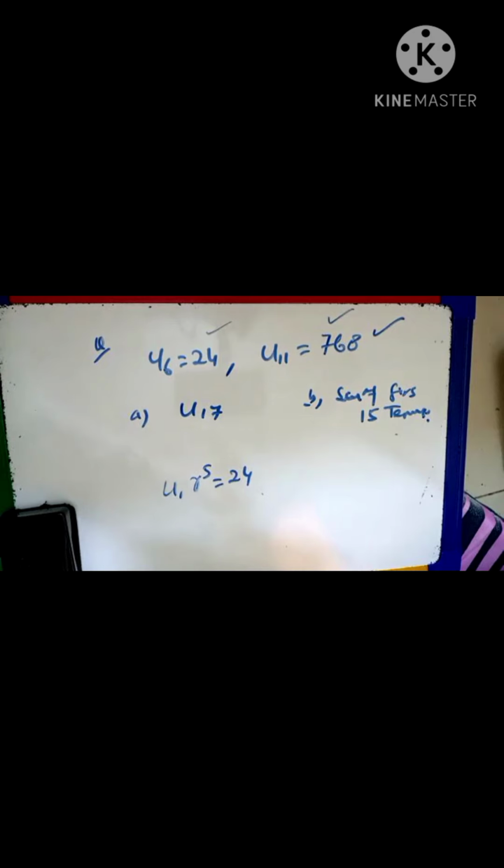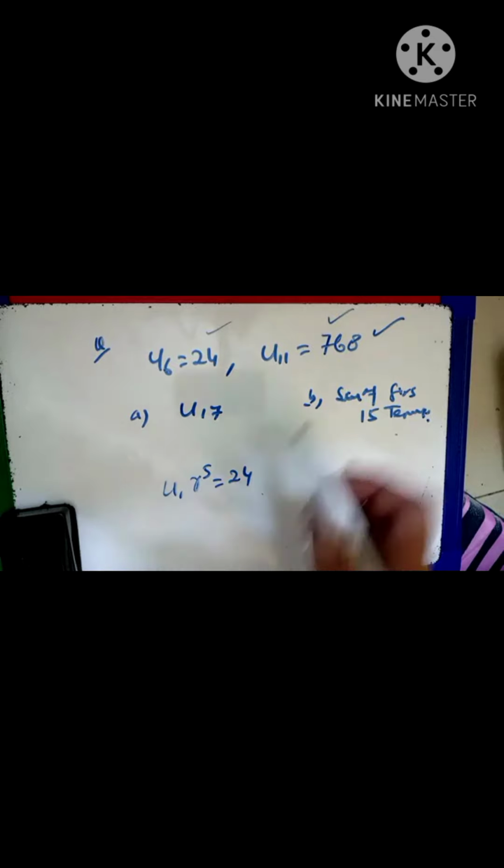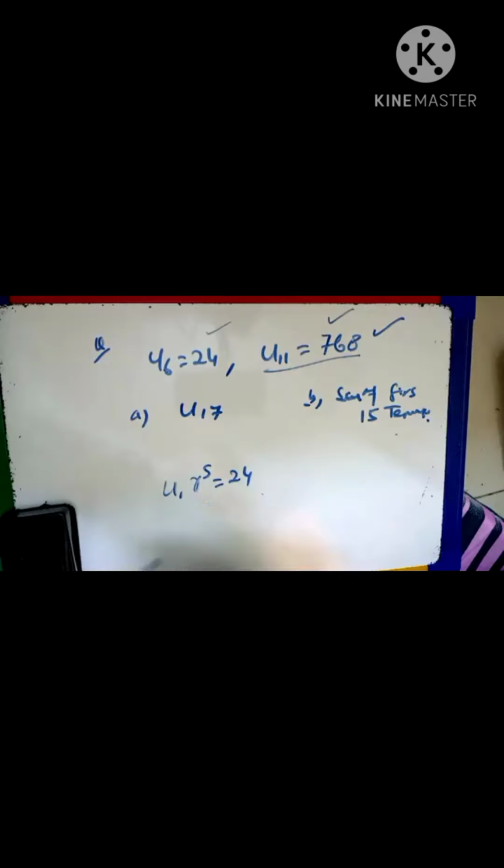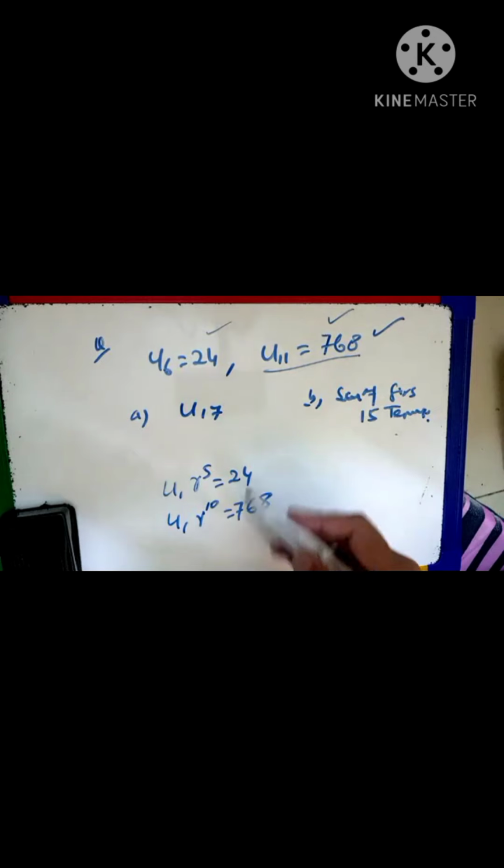Always remember this, and in the exam you will calculate the things whatever they will ask. So for U11, what will you do? U1 R^10 is equal to 768. Now you get it. This one, right? Now what you will do, just divide these two. Use the given information. When you divide these two, you will get R.